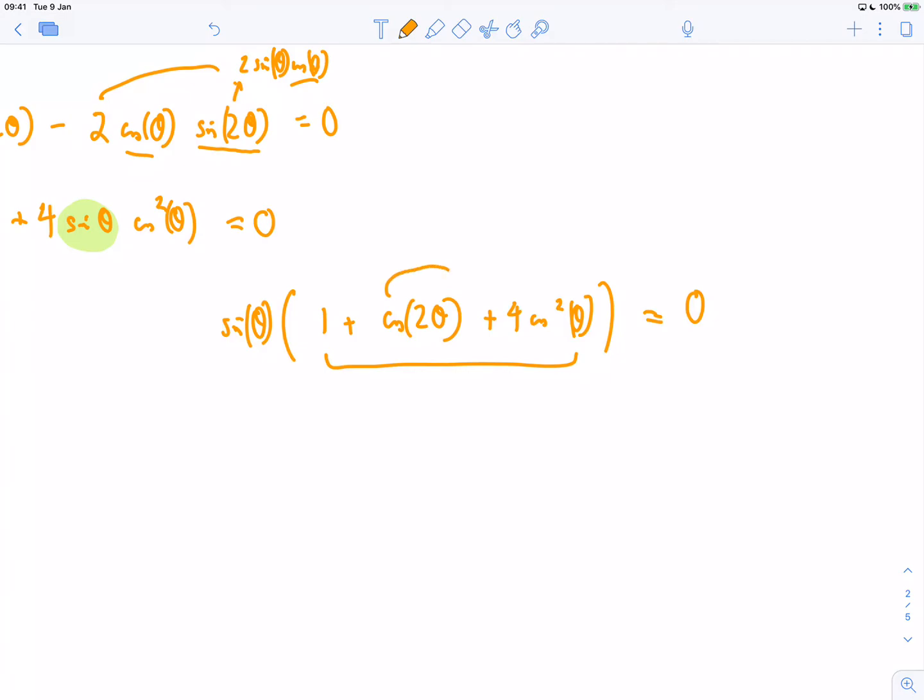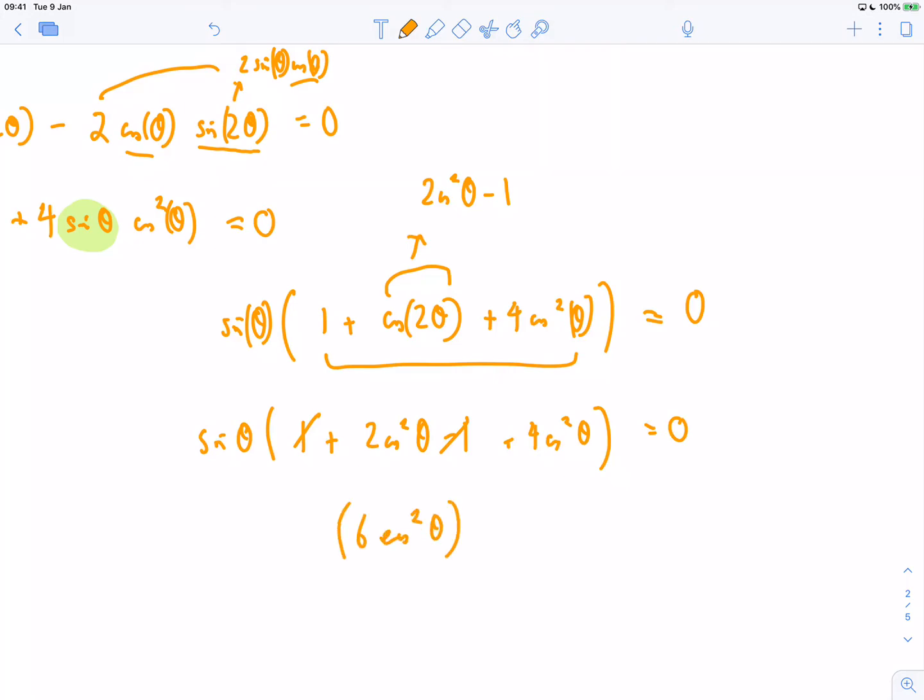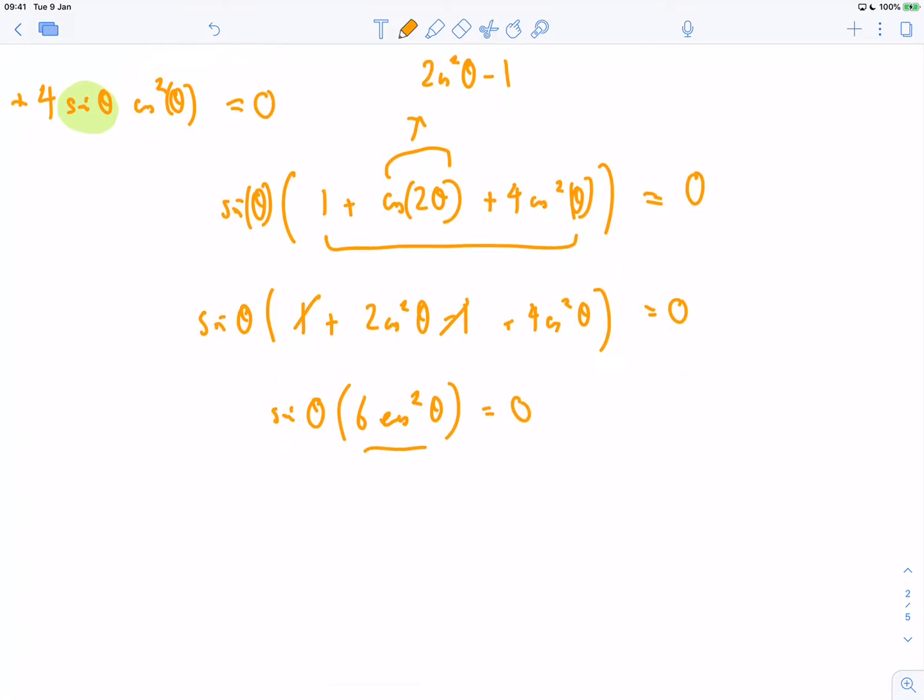And so cosine 2 theta, if I make this in terms of 2 cosine squared theta minus 1, notice how this whole thing can become a quadratic in cosine squared. So this becomes sine theta of 1 plus 2 cosine squared theta minus 1 plus 4 cosine squared theta equals 0. The 1s cancel. I've got 2 cosine squared plus 4 cosine squared, which is 6 cosine squared theta. So now I've dealt with the case where cosine squared theta equals 0. So cosine theta equals 0.